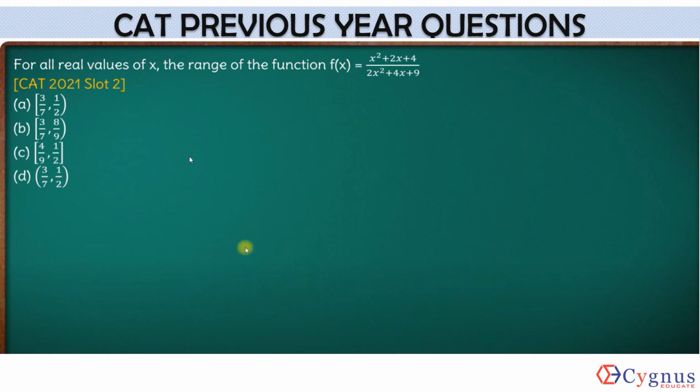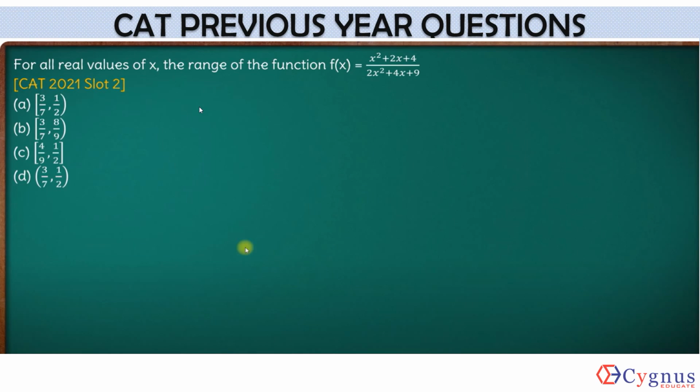Hi. It's a question of CAT 2021 slot 2. Now what's given here? A function is given and you're looking for the possible values of the x range. You're looking for the range here. Now look at the numerator and denominator. Try to convert both the numerator and denominator in the same terms.